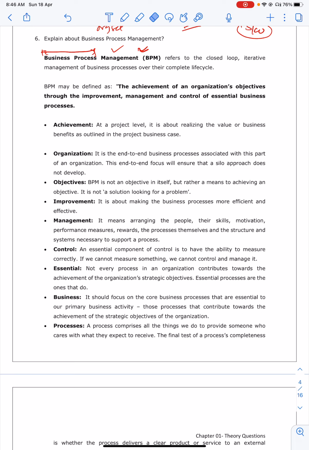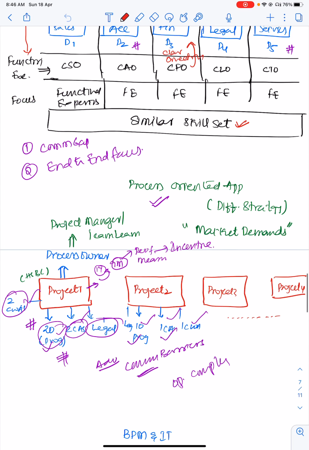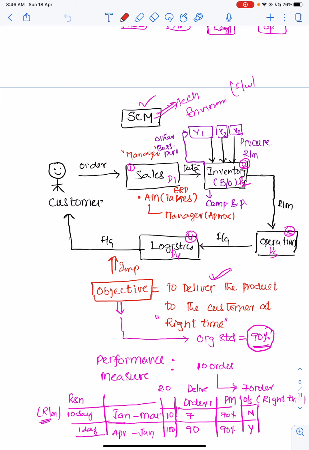So business process management is nothing but a closed loop. What do you mean by closed loop? I already explained this business process. If you see this business process, it is called a closed loop. Why is it called a closed loop? Because it starts with a customer and ends with a customer. That is the reason it is called a closed loop. So every business process should be a closed loop. Or what do you mean by business process management? It is nothing but a closed loop.